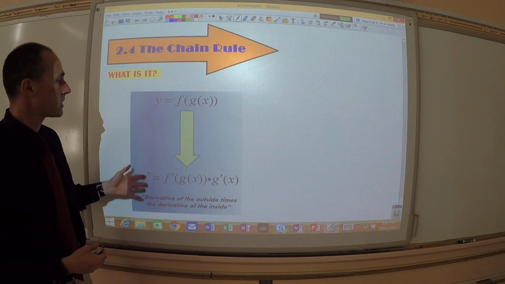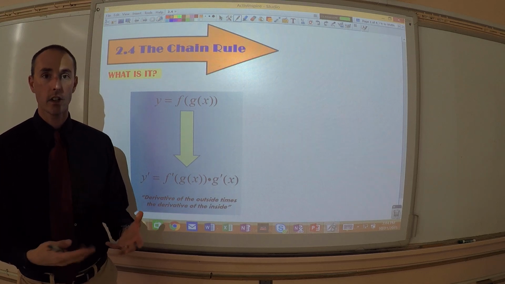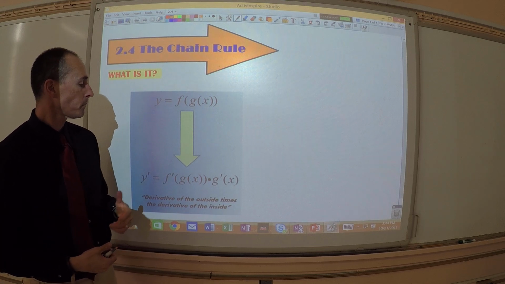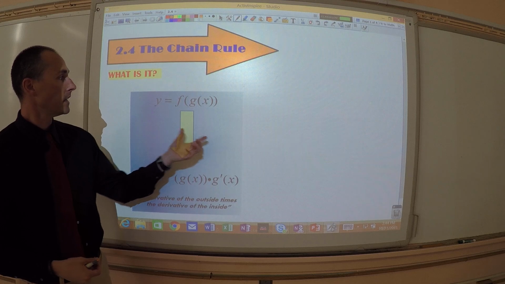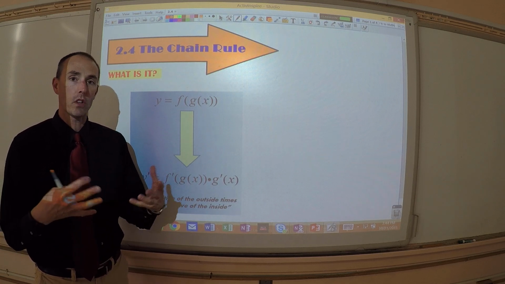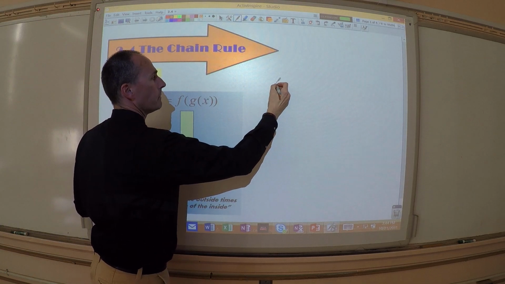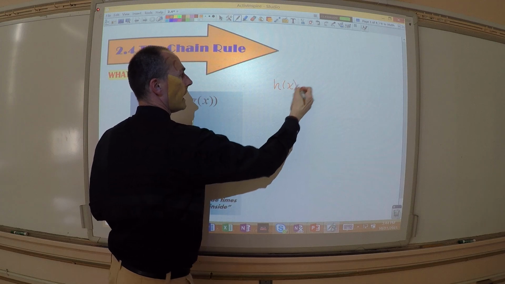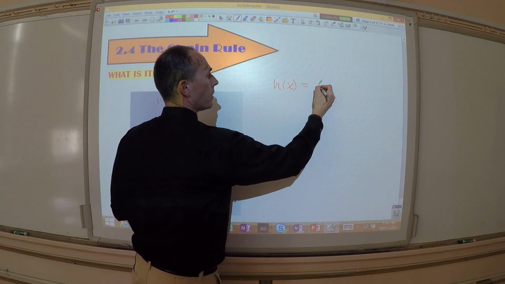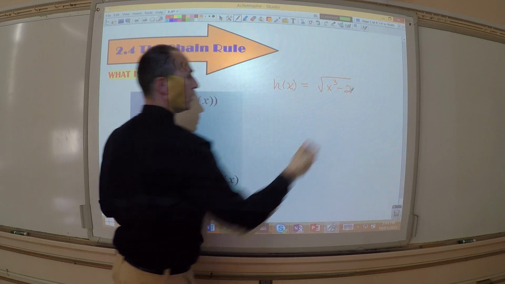So I have here just an instance that we need to be aware of, and it's the derivative of a composite function, f of g of x. So what we're going to need to understand is that we're going to be looking at a function that has actually been composed of two separate functions. So think, for instance, let's suppose we had h of x equals the square root of x cubed minus 2.